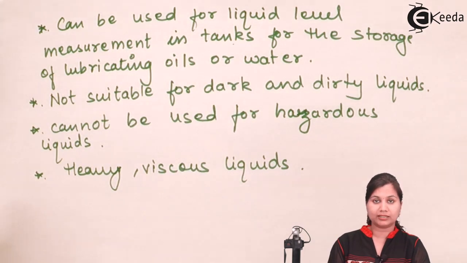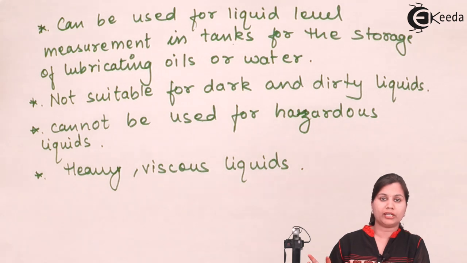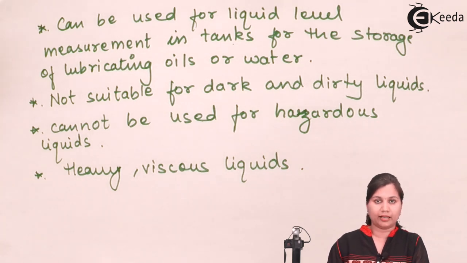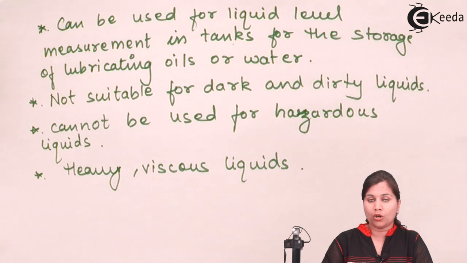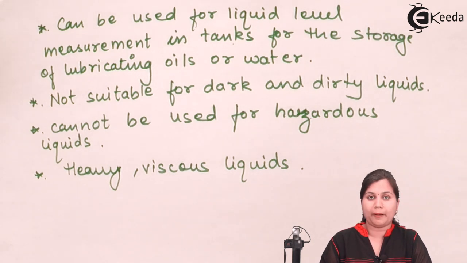And also we have seen that this method is a very old technology, so it cannot be used where automation of industrial processes has been done. So in this video we studied the sight glass tube method, which is used for liquid level measurement. We studied its construction, its principle, its working, its advantages and disadvantages, along with its applications and limitations. So I hope that this topic is now clear to you. Thank you.